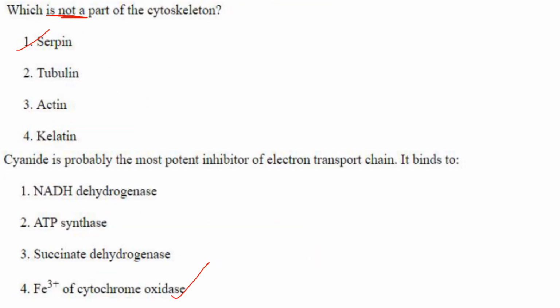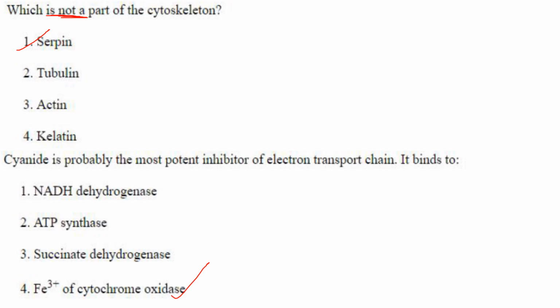Then next one, which is not a part of the cytoskeleton? Serpin, tubulin, actin, keratin. It is not keratin, it is a printing mistake, it is keratin. So which is not a part of the cytoskeleton? It is serpin. Cytoskeleton, you all know there are 3 types of protein fibers: microfilaments, intermediate filaments and microtubules. The microfilaments are made up of actin, intermediate filaments are made of keratin and microtubules are made of tubulin.